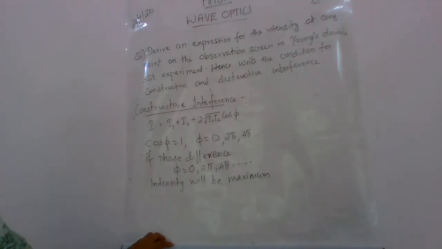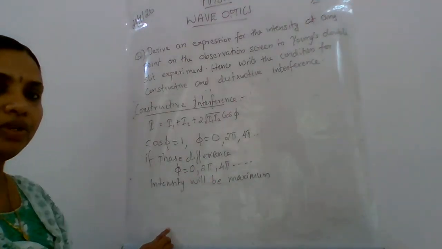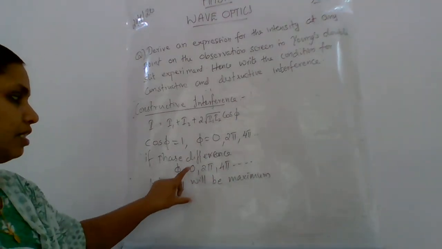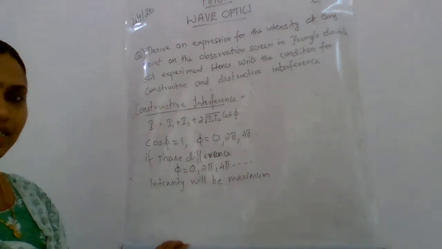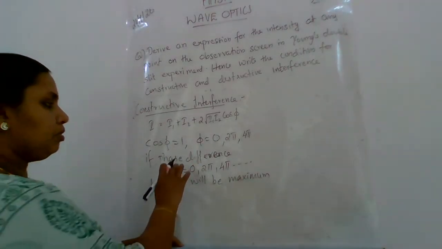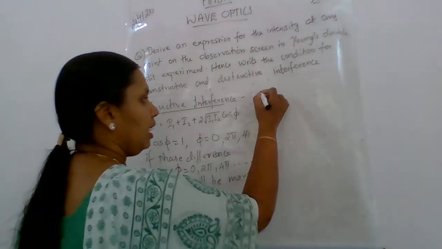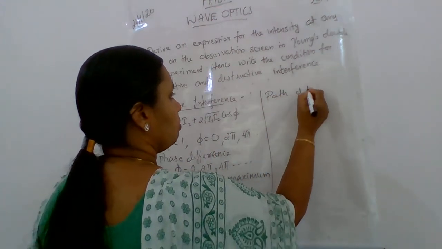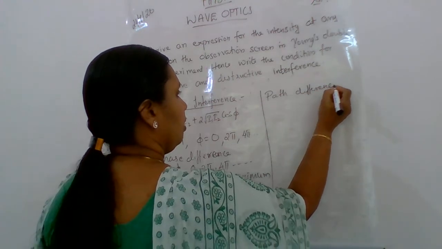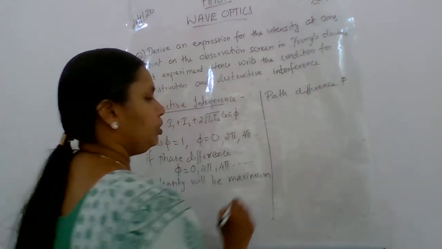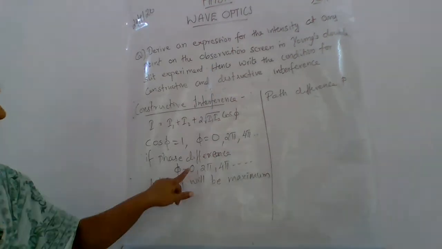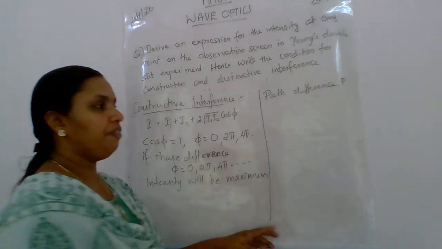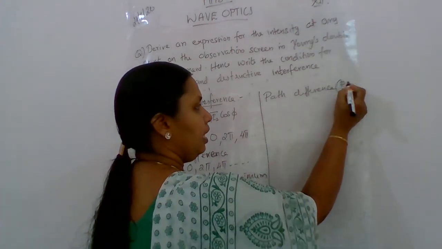Intensity will be maximum. That is the condition for constructive interference in terms of phase difference. Not only in terms of phase difference, we can give the relation in terms of path difference also, that is, the path difference P between the waves. Phase difference is the difference in angle, and path difference means the difference in length.